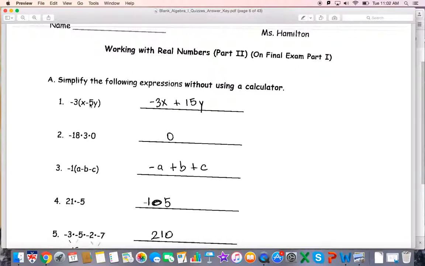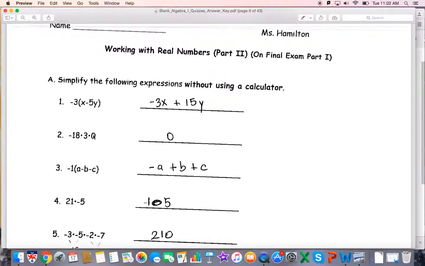So now here we have the distributive property. Just know that if you have a number, there's no sign here, that means that you can multiply. So here we can just multiply. This negative 3 by x, we get negative 3x. And negative 3 by negative 5y, and we get plus 15y. So that's just the distribution property. And that's if you don't see a sign between the number and the parentheses.